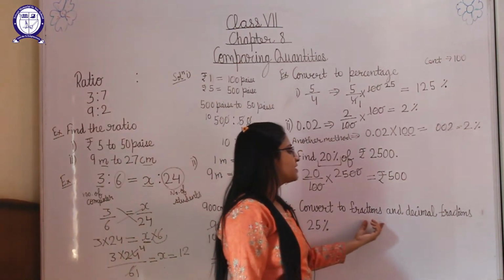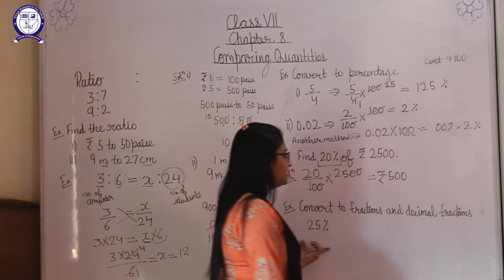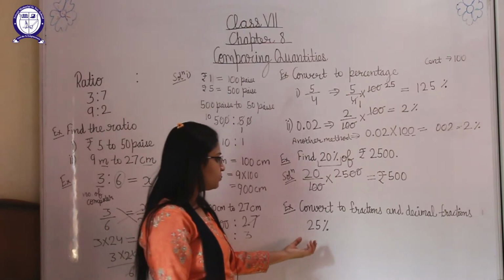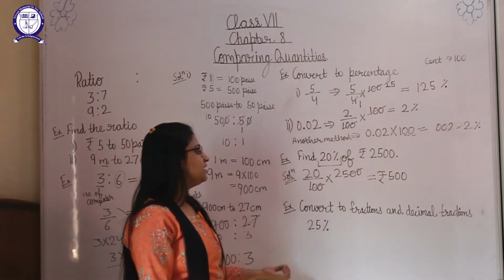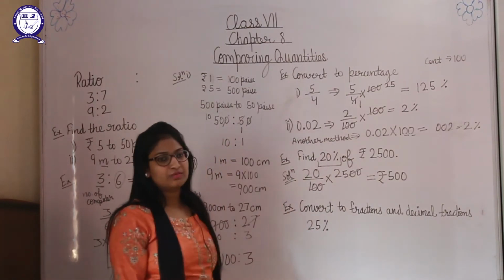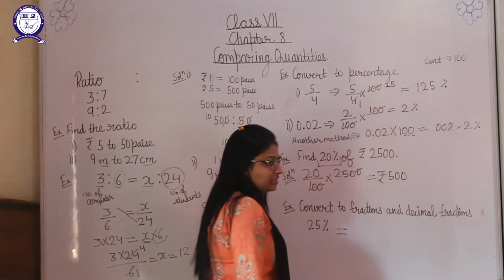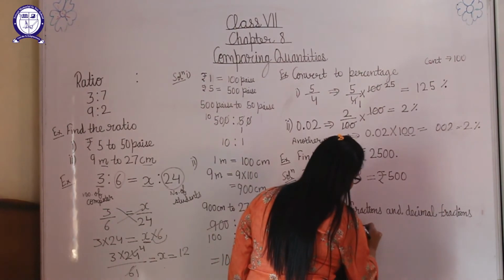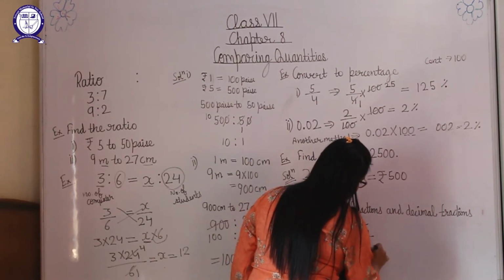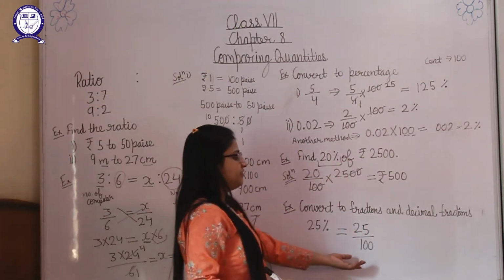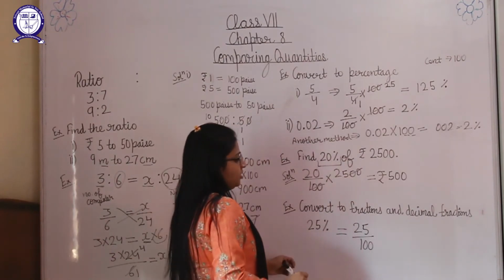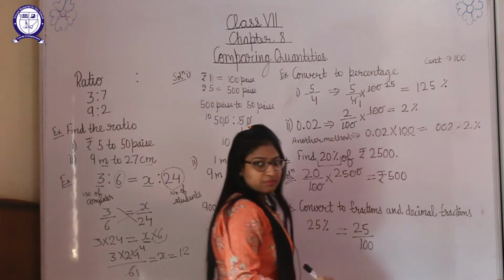Now convert to fractions and decimal fractions. This percentage is given to us, right? 25%, and we need to change it into fractions and decimals. As I told you earlier too, 25% is like 25 by 100, right? So this is the fraction, and we need to change it into a decimal fraction also.